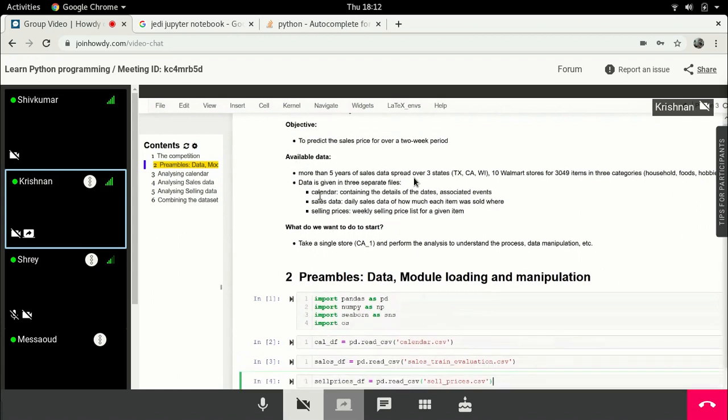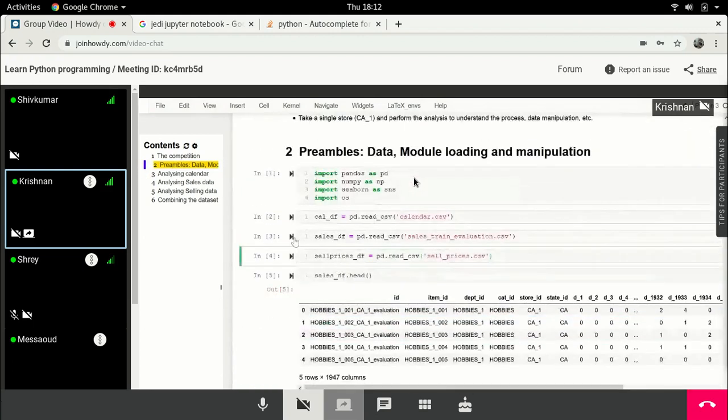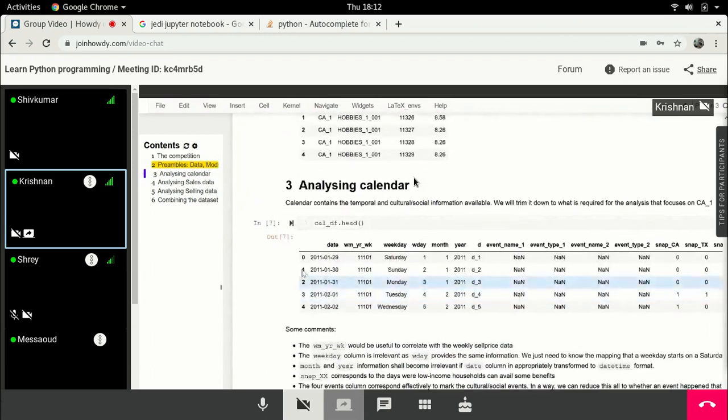So why are there 3 different sets? Calendar contains the days and the details about the days. We'll have a look at each one of them. The calendar looks like this. For instance, you have the date and the week number. They have a very specific format: this is the year, and this is the week of that year. The middle 2 digits correspond to the year, that is 2011, and the week of that year. So you have 52 of these.